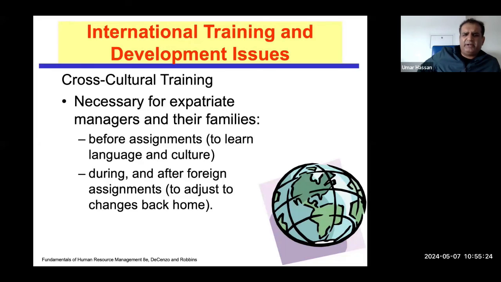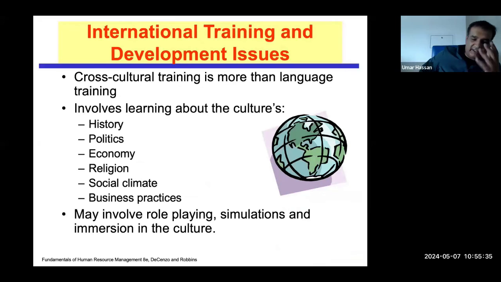This is a very dynamic topic and a very long topic, but we do understand that people are different, countries are different. So it is important that cross-cultural training is given. It is always good to know about the history, the political situation, the economy, the religion, the social climate, and the business practices of any country that you wish to operate in.